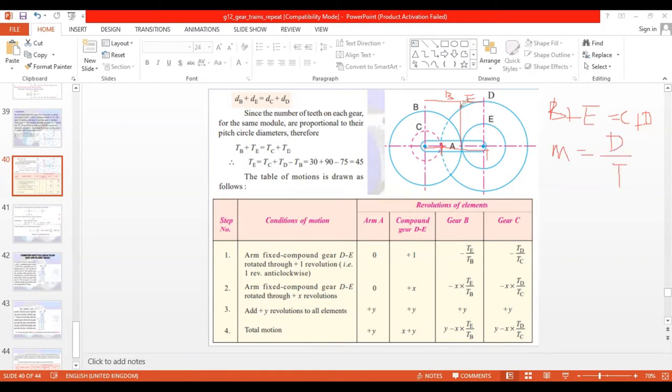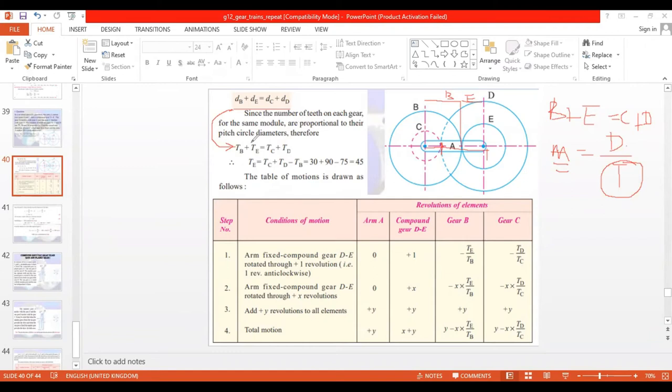We know M is equal to D upon T, and for the meshing of these gears, M needs to be the same. So M is the same, and only D and T vary. So if DB plus DE is equal to DC plus DD, we can take it in terms of T also, because M is going to be the same. We can directly convert the proportionality to teeth. So TB plus TE is equal to TC plus TD.